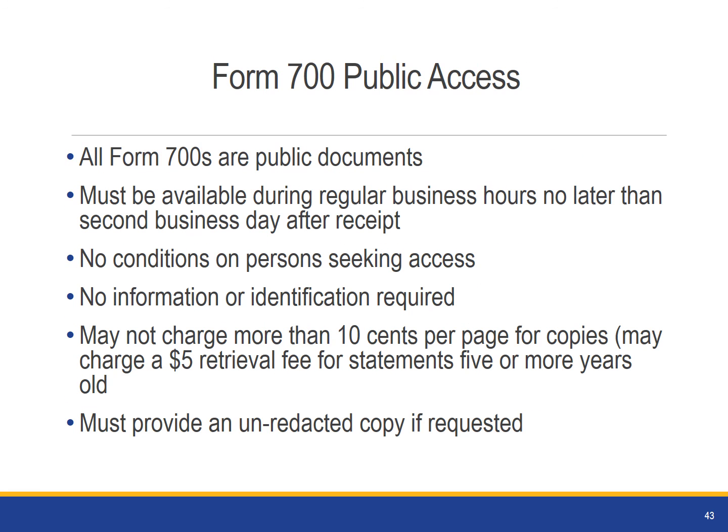This is a very important area of the law, different from other public access rules, so please pay close attention. The Form 700 is a public document. This means that you cannot require a requester to complete a request form, nor can you require a Public Records Act request. The law requires that the Form 700 be made available to the public as soon as practicable, but no later than the second business day following the day you receive the statement.